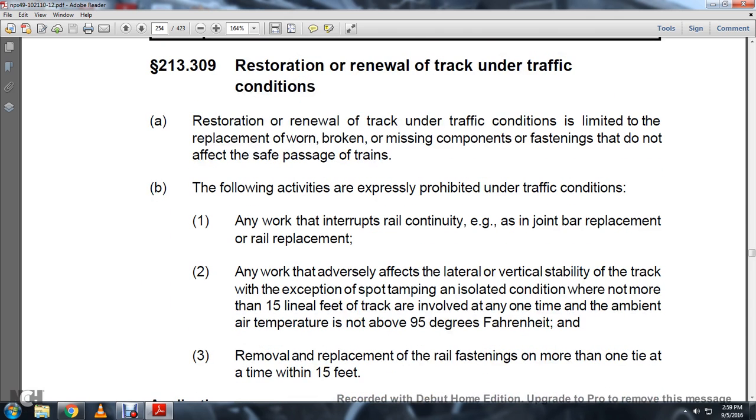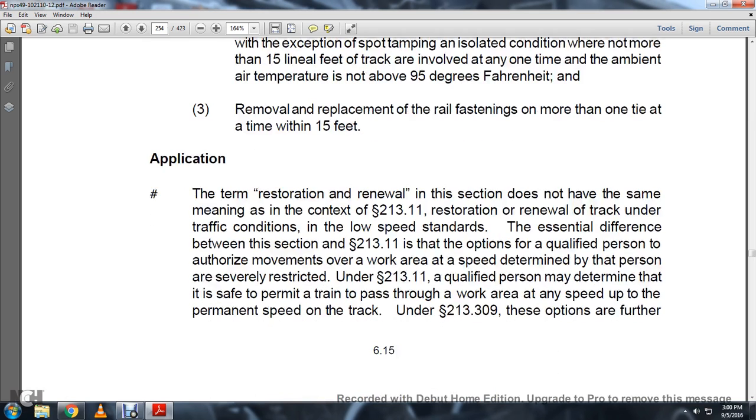B, the following activities are expressly prohibited under traffic conditions: 1, any work that interrupts rail continuity, such as a joint bar replacement or rail replacement; 2, any work that adversely affects the lateral or vertical stability of the track, with the exception of spot tamping of an isolated condition when not more than 115 lineal feet of track is involved at any one time and the ambient temperature is not above 95 degrees Fahrenheit; 3, the removal and replacement of railroad fastenings on more than one tie at a time within 15 miles an hour.